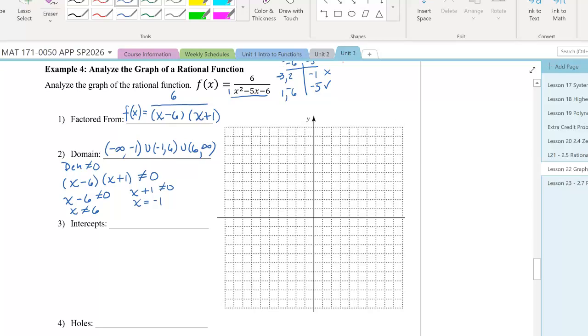Now I'm ready to find x and y intercepts. Remember, to find the x-intercept, you let y equal 0. And with a rational function, you can just set the numerator equal to 0, because a rational function is 0 when the top is 0. But this one's weird because the top doesn't have an x in it. So 6 will never equal 0. So what that means is there are no x-intercepts.